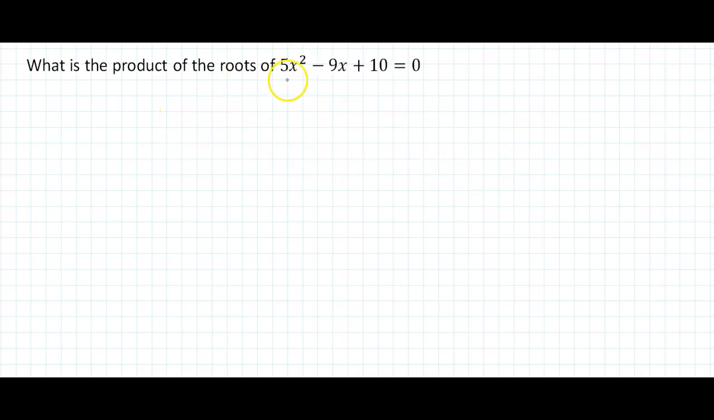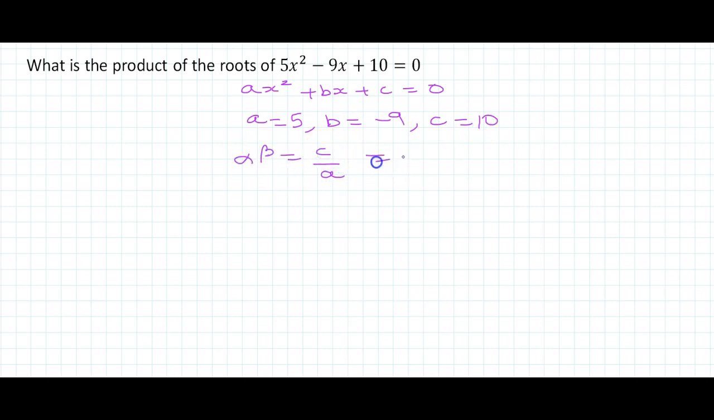And then finally, we have this example. We're going to do the same thing. Ax squared plus bx plus c equal to 0. So a is equal to 5. B is equal to negative 9, c is equal to 10. So alpha multiplied by beta is c over a, which is 10 over 5, and this is going to give you 2. And so that is the product of the roots of this quadratic equation.